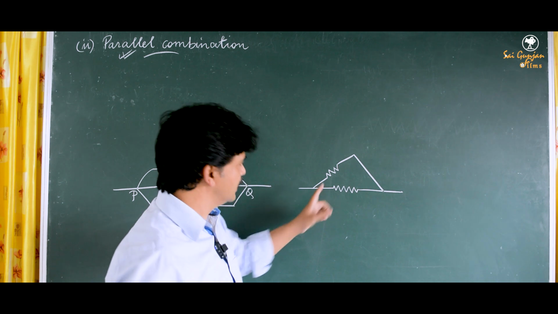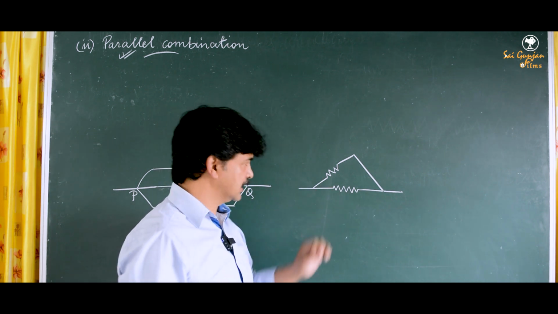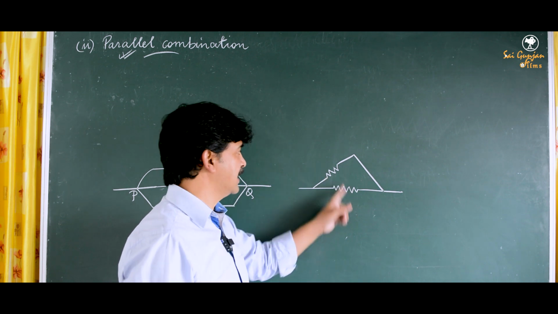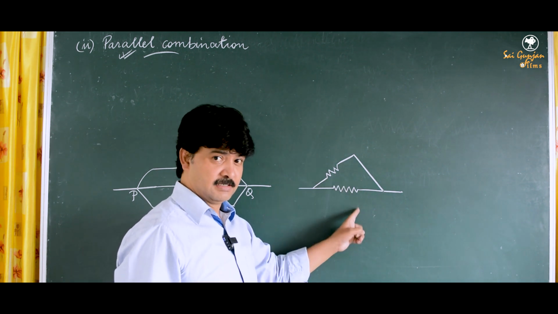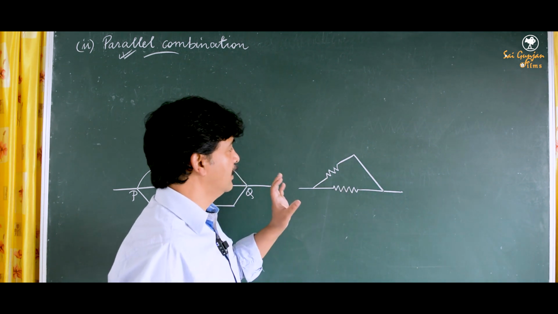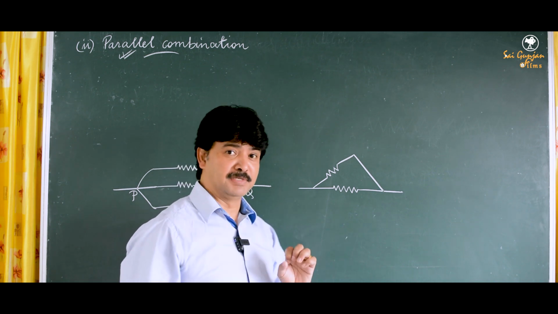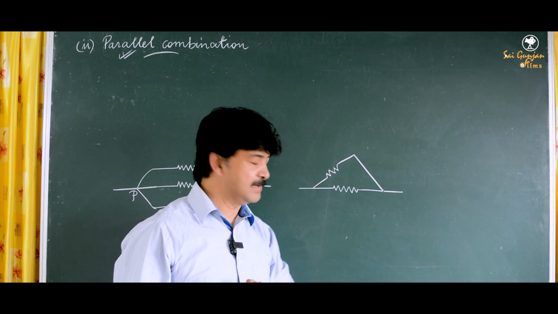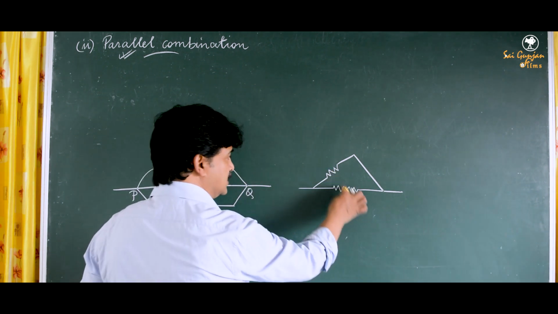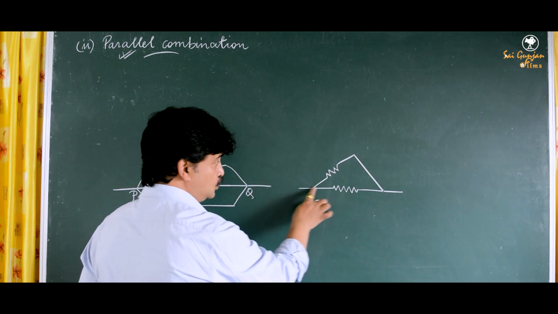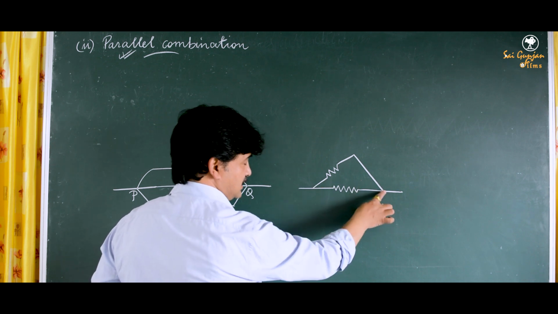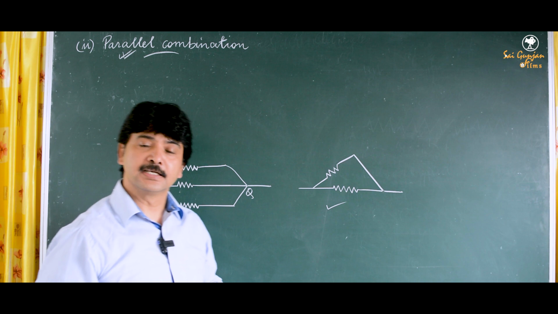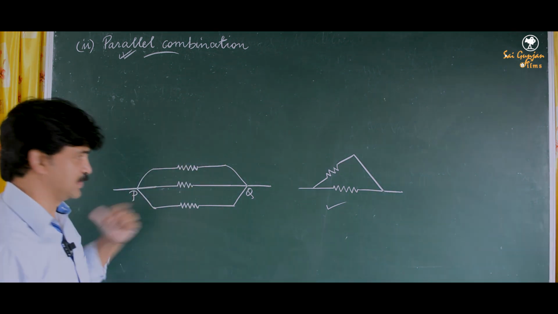If I draw the two resistances like this one, you can see that these two are not geometrically parallel to each other, isn't it? But according to the name of the combination, they are in parallel combination. Why parallel? Because these two resistances have two common junctions, isn't it? That's why this is also a parallel combination like this one.